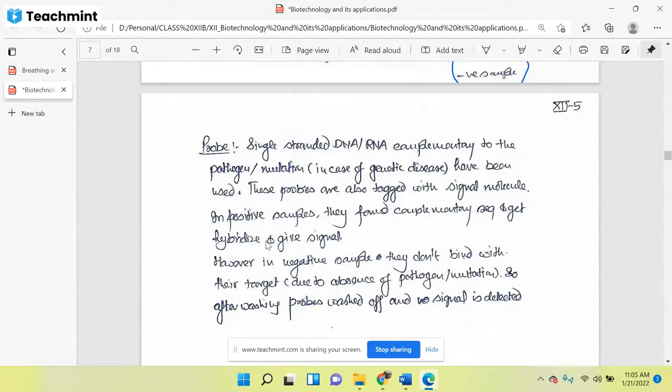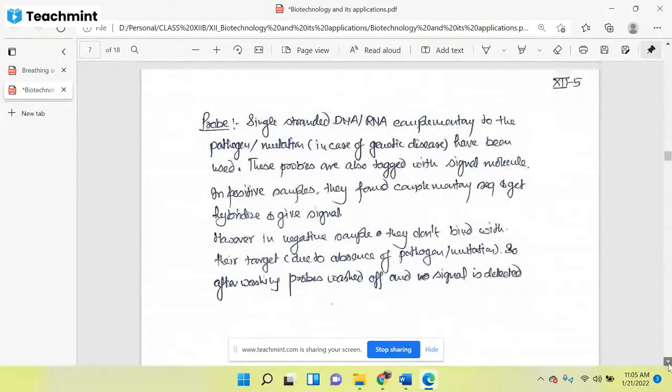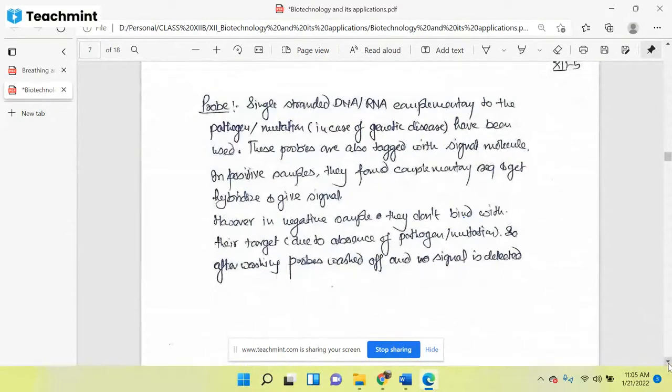When this probe gets its complementary sequence, it will hybridize with your DNA, or with the pathogen, and after that it will start giving the signal. Wherever this probe is there, it will produce a certain signal. After that, we can detect whether this probe is there or not. However, in negative samples, they can't bind with the target, due to absence of pathogen or mutation.